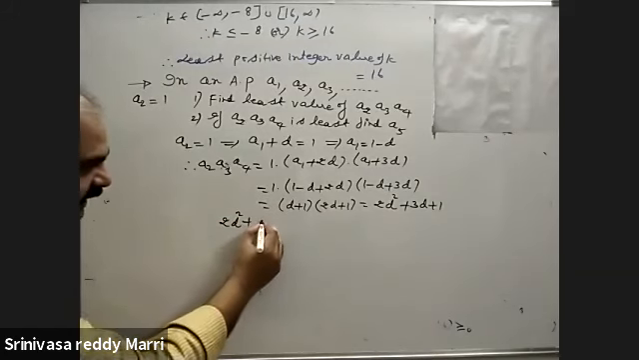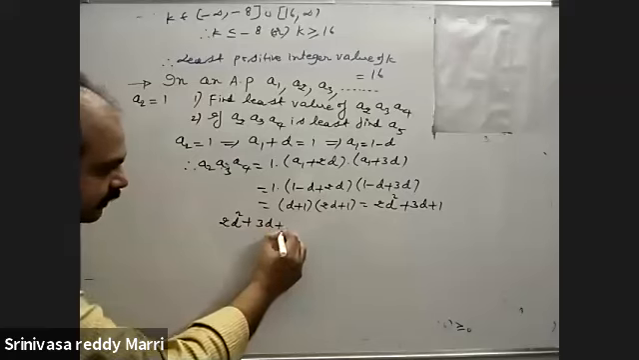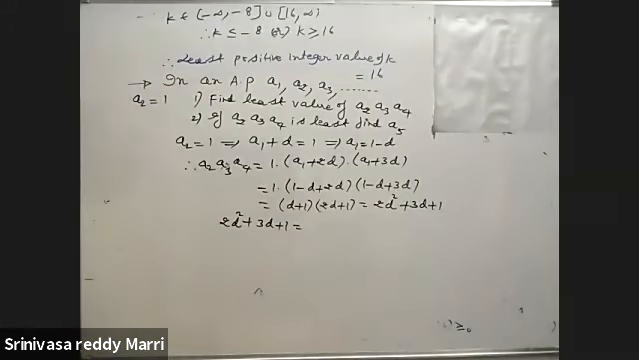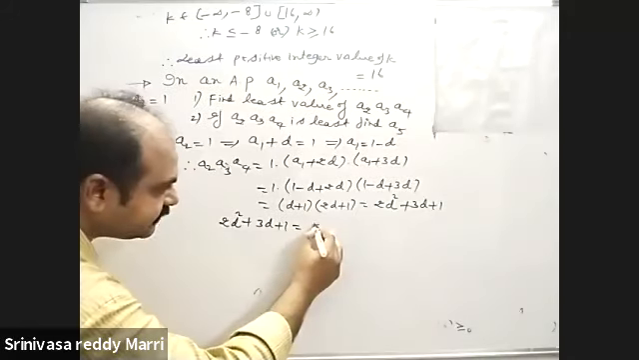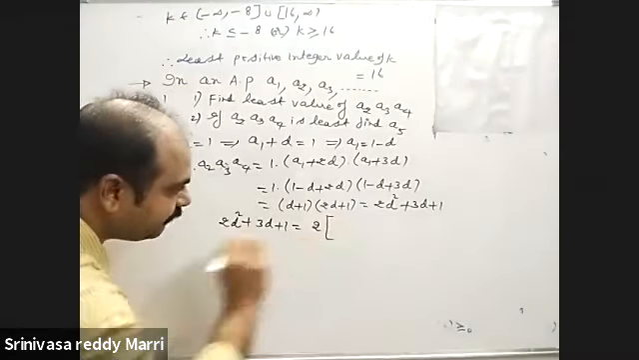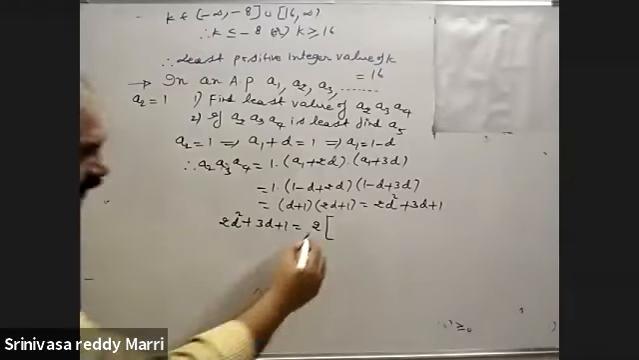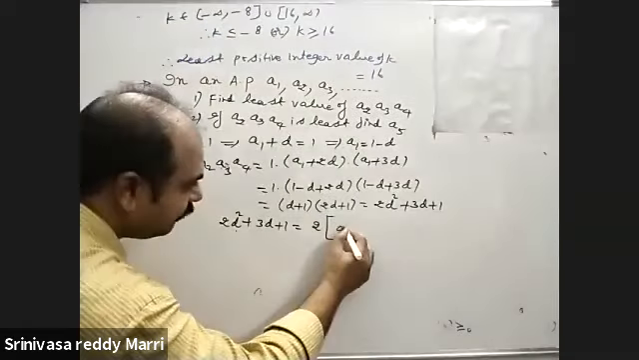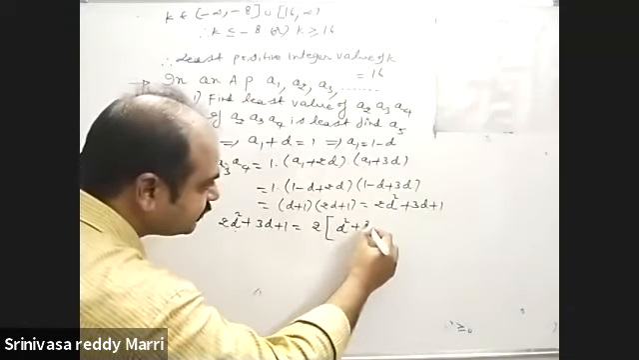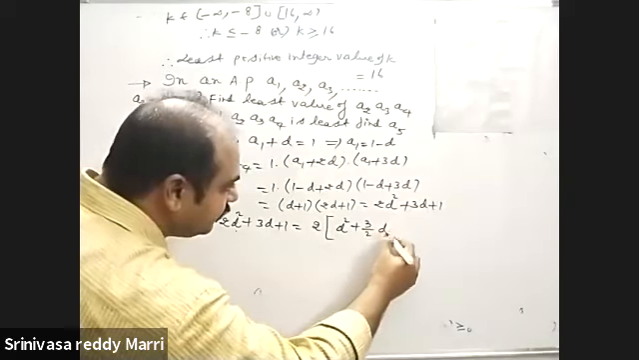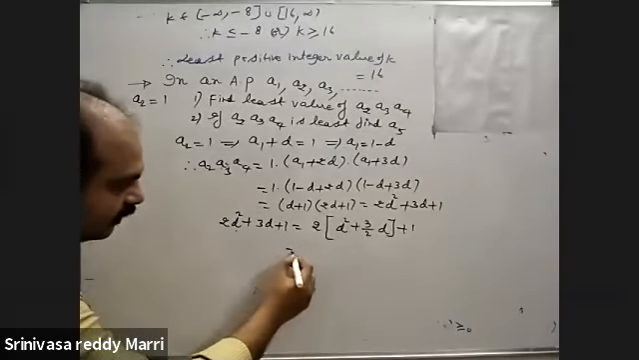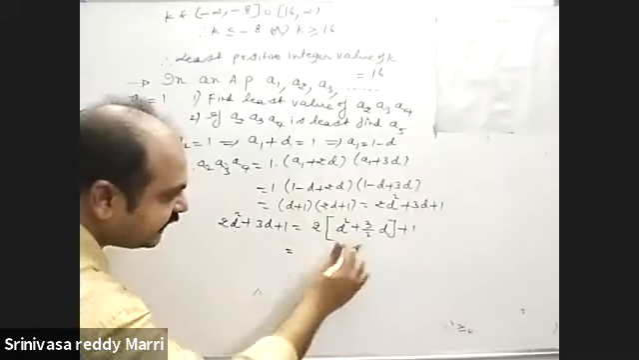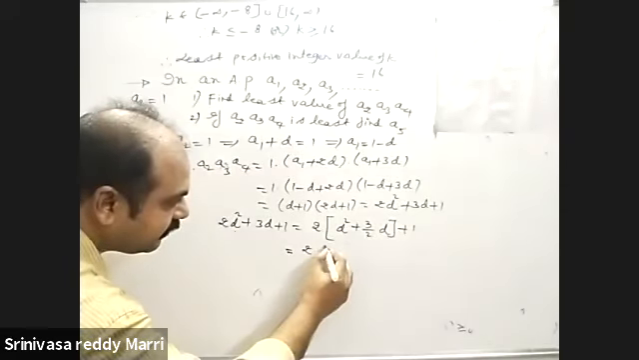Always, for finding the least value, this must be converted into a square. So take the D square coefficient common. How to convert into a perfect square? 2 common, in these two terms. 2 times D square plus 3 by 2 D plus 1. Now this must be written as A plus B whole square.